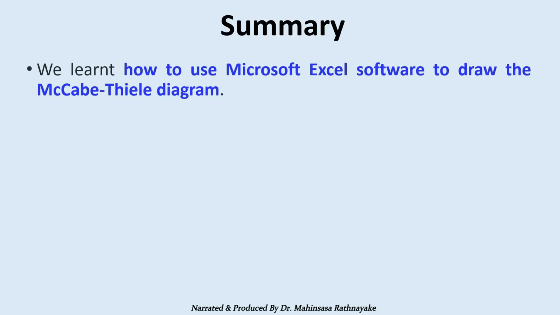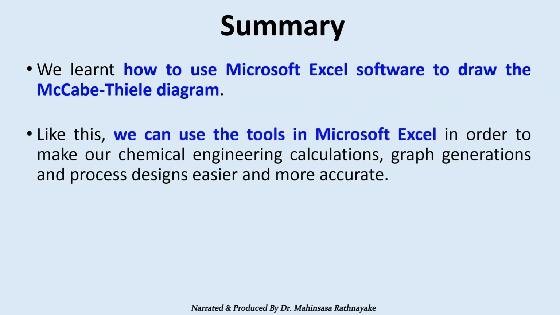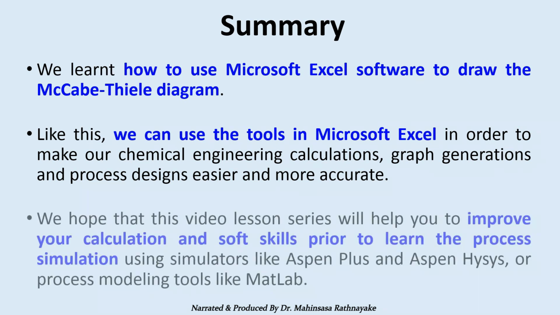As a summary, in this video lesson, we learned how to use Microsoft Excel software to draw the McCabe Thiele diagram. Like this, we can use the tools in Microsoft Excel software in order to make our chemical engineering calculations, graph generations, and process designs easier and more accurate. We hope that this video lesson series will help you to improve your calculation and soft skills prior to learning process simulation using simulators like Aspen Plus and Aspen HYSYS, or process modeling tools like MATLAB software.